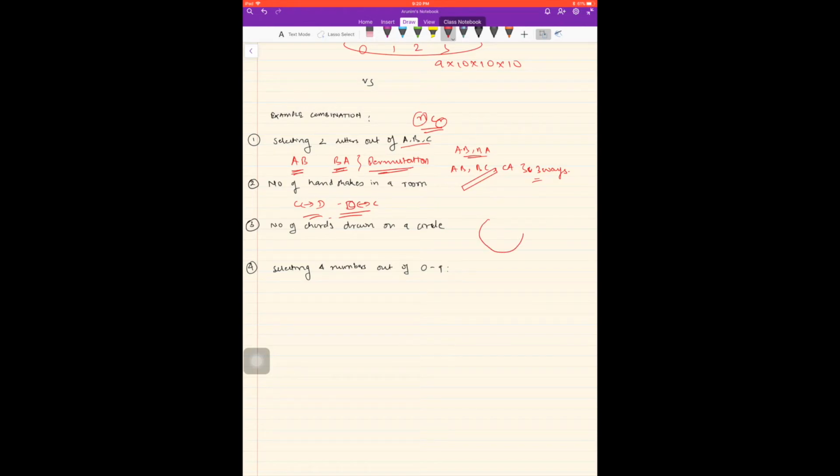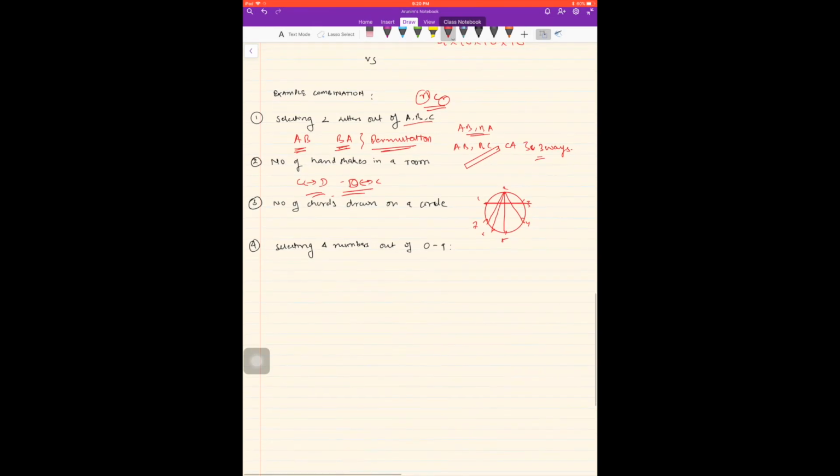Let's say you have a circle and you have 7 points here: 1, 2, 3, 4, 5, 6, 7. How many chords can you draw between the points here? Basically from 1 to 3, you can draw a chord. Now whether you draw a chord from 1 to 3 or 3 to 1, it doesn't matter. While counting the number of ways in which this can be done, it won't matter whether you start from 1 and join to 3 or from 3 to 1.